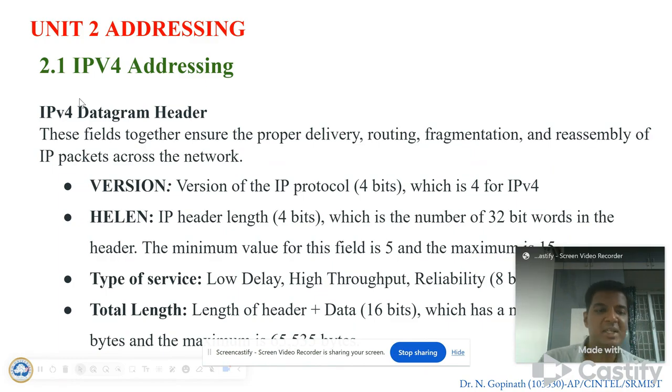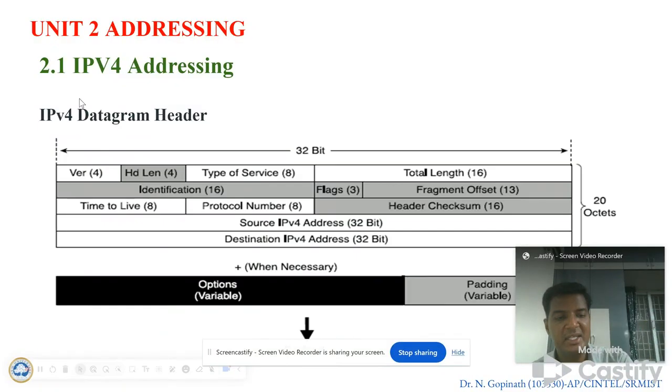The datagram header consists of the following components. First one is the version, that is the version of the IP protocol, which is 4 for IPv4. HLEN, that is the IP header length, which is 4 bits, the number of 32-bit words in the header. Next is the type of service, that is low delay, high throughput, reliability, and so on. And the last part is the total length, that is the length of the header plus data. So these are represented here in this picture.